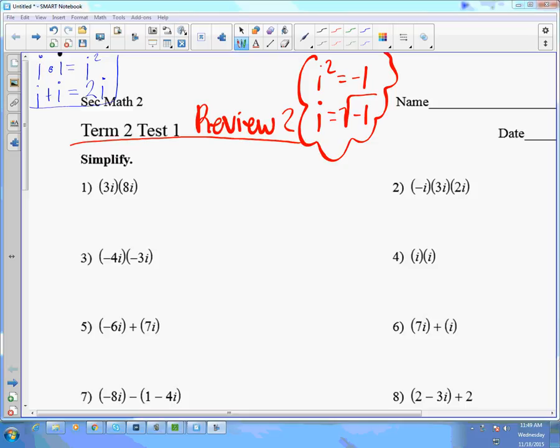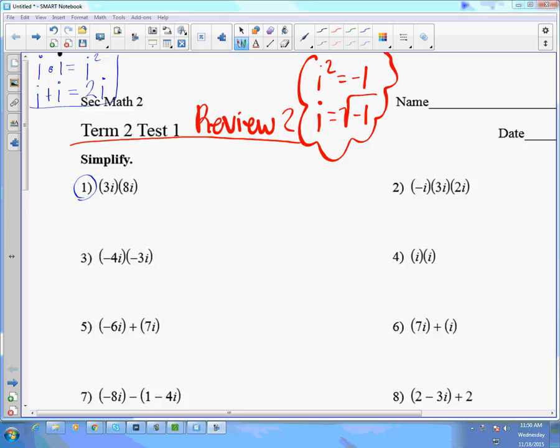Okay, so let's run through a few of these. Number one, really, you know how to do all of these. You actually knew how to do them before you came to my classes here. There was just one extra detail that we added on: i squared cannot be left in your answer. So 3i and 8i, you should have already known how to do that last year.